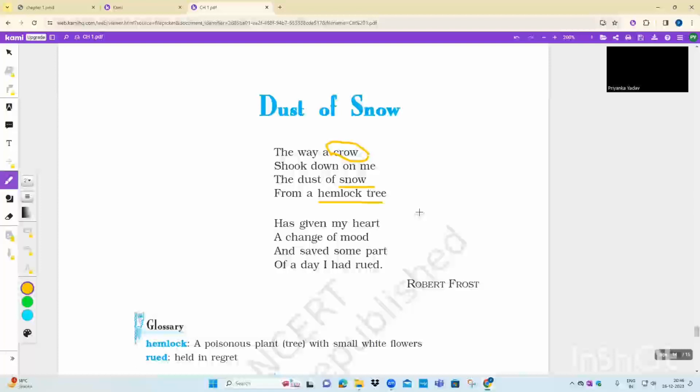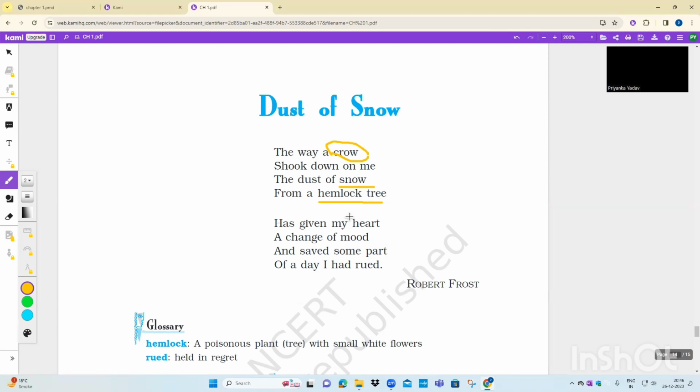to present his own mood. So in the beginning, the poet was very sad, he was very depressed, right? But the poet has also used snow. And what does snow stand for? Snow stands for joy. It stands for purity. It also stands for happiness that the poet experiences later.